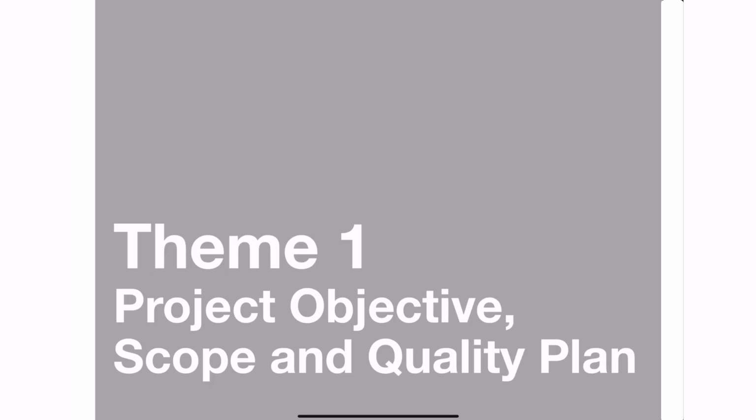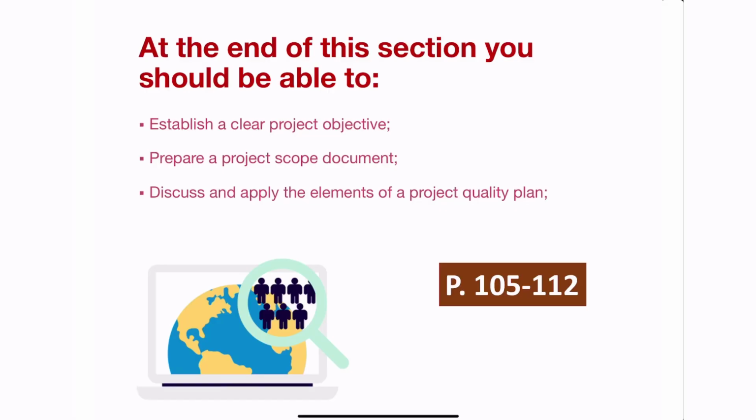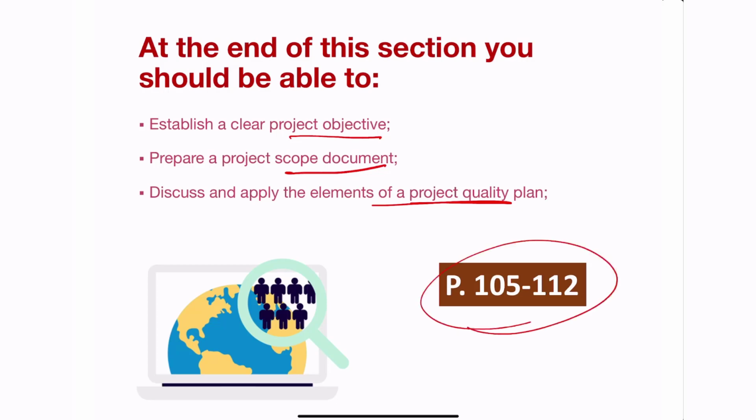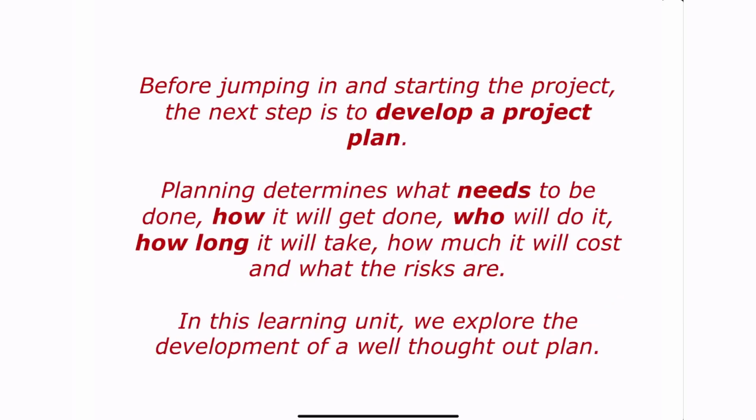So starting off with theme 1, which is project scope, objective and the quality plan. After going through this particular lesson, you should know what a project objective is. You should know how to prepare a project scope document, and also discuss and apply the different elements of the quality plan. All of this you'll find between pages 105 and 112.